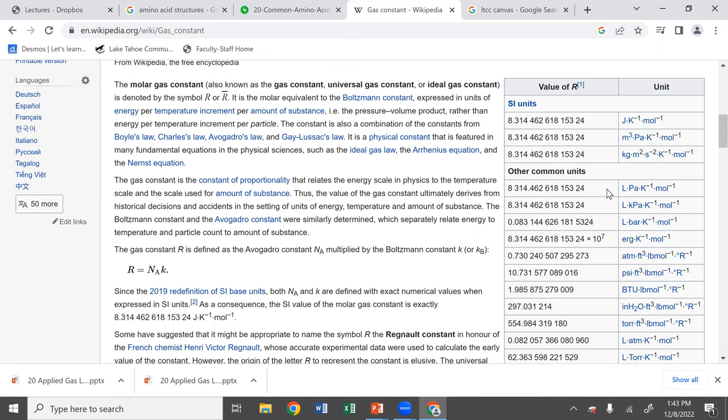But here's a value for R that has BTU, which stands for British Thermal Unit. That's an energy unit, times pounds per mole per degree Rankine. You can get any combination you want out of these. That's why we just pick one and go with it instead of listing six different values of R on your conversion sheet. It's easier to just convert everything to atmospheres and liters.